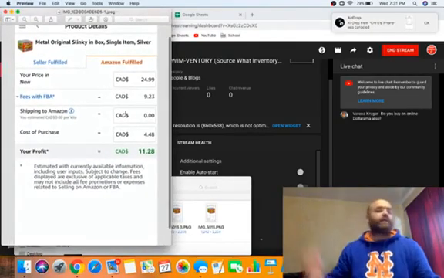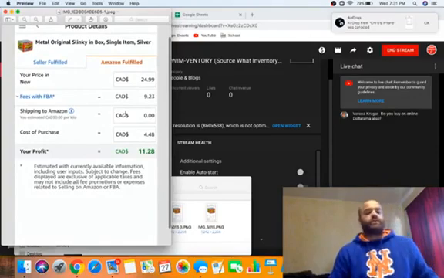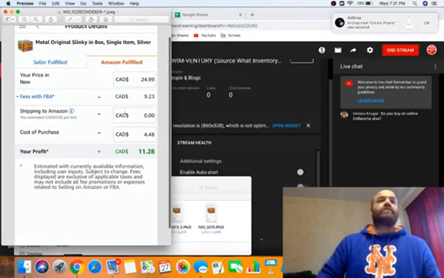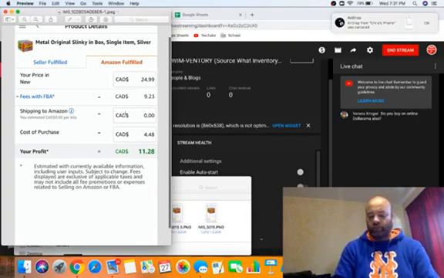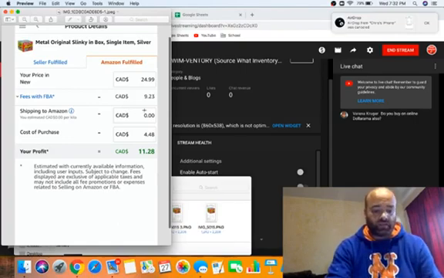$11.28 profit. Again, minus the 30 cents that's going to cost us to ship it to Amazon. It's really not going to cost us more than 30 cents when we bulk this together and send it to Amazon. So, very profitable toy right there. Rank-wise, like I said, it's a 3,000 rank.